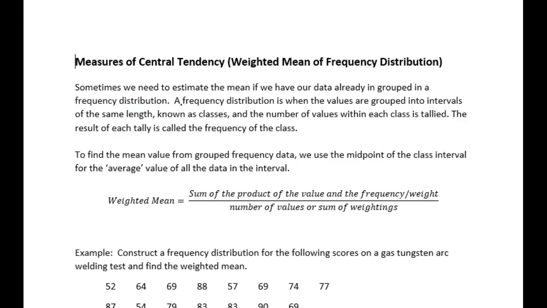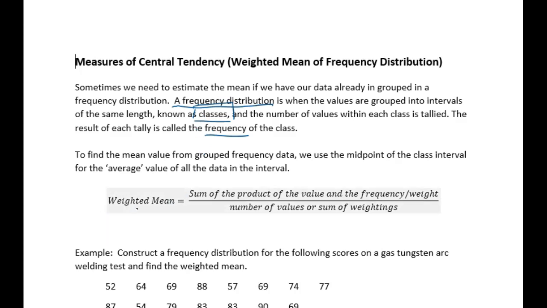So what a frequency distribution actually is, is basically a table, and it's counting up the frequencies of certain data points, which are grouped into intervals of the same length. These are known as classes, and the number of values within each class is tallied up, and that creates our frequency. We are going to go through a process of creating a frequency distribution, but once we have one, we want to use the weighted average formula, or the weighted mean formula, to find out what our mean is going to be. And that's an estimation of what you would have if you actually utilized the raw data.